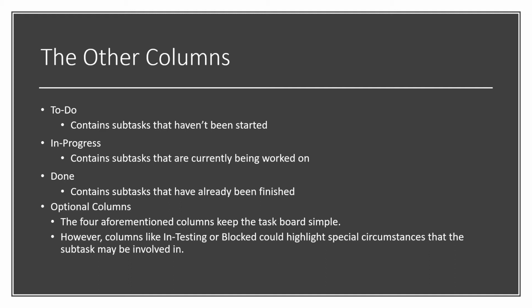The done section lists the tasks that have already been completely finished. After a while, these tasks tend to be removed from the board to save space, usually at the end of a sprint. Those four columns keep the task board simple. However, there can be optional columns, such as in testing, in which a task is almost finished, but the team has to test it first. Or there's blocked, which is another example, where the team doesn't have the resources to finish the task for whatever reason.